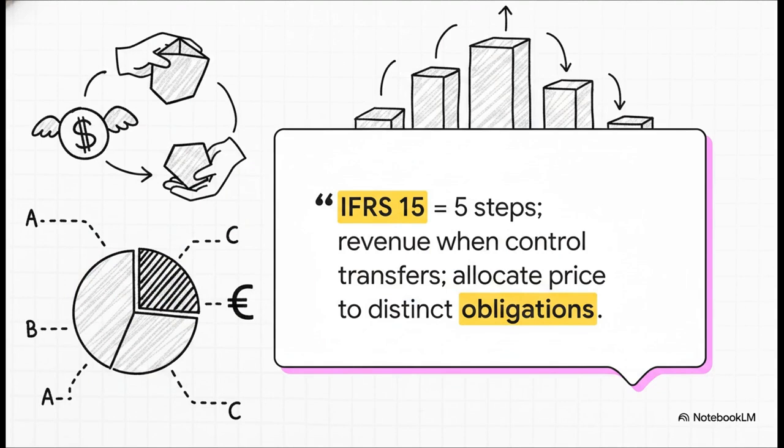So, your quick revenue summary. IFRS 15 is 5 steps. Revenue happens when control transfers, and you absolutely must allocate the price to distinct obligations. Keep this logic crystal clear in your head, and you'll dominate those revenue questions.